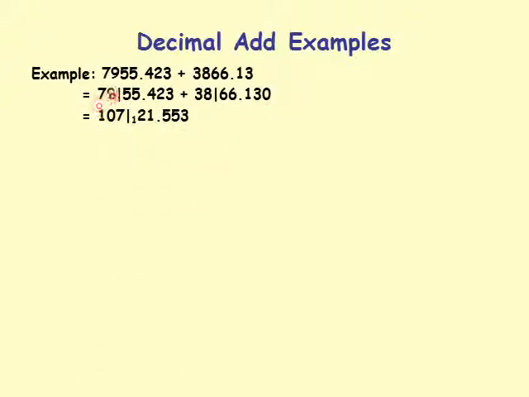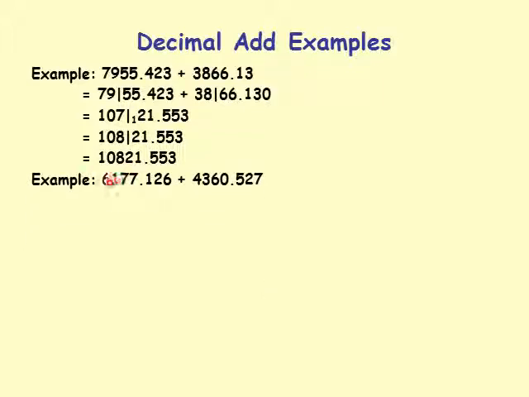79 plus 38 is 107 and 55 plus 66 is 121. 1 gets carried to the left. On the right side, 423 plus 130 is 553. After we resolve this carry, the number becomes 10821 decimal 553. Let's continue here.